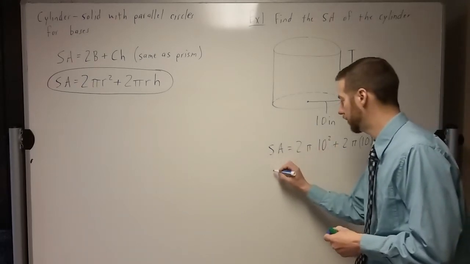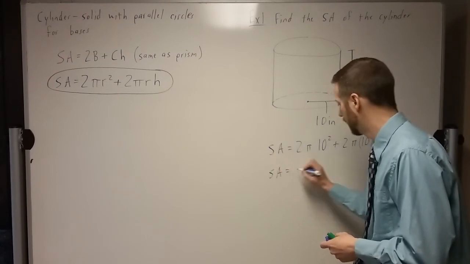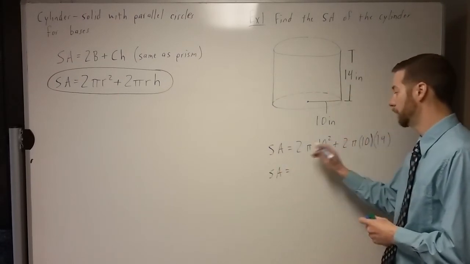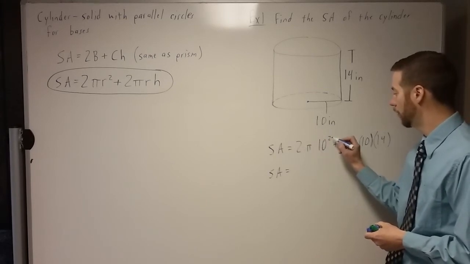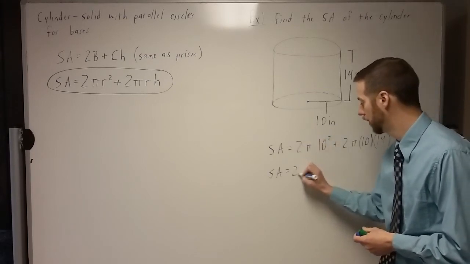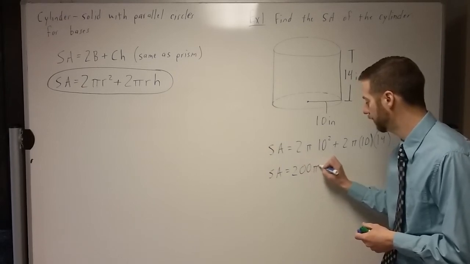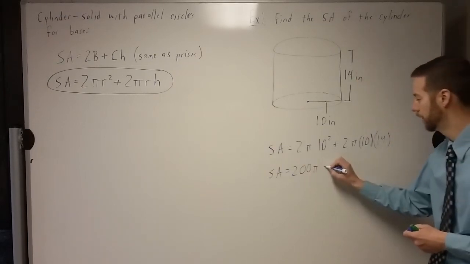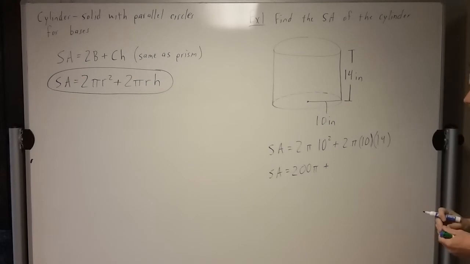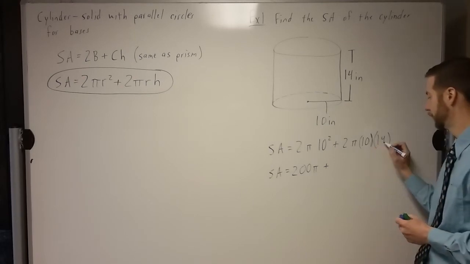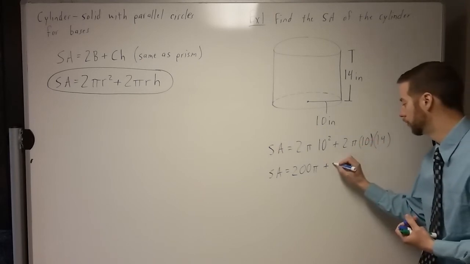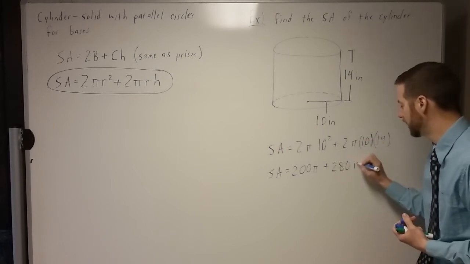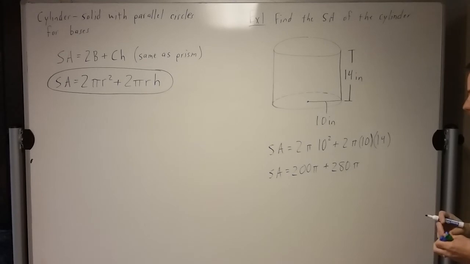So if we leave this in terms of pi, well, 10 squared, remember PEMDAS, exponents before multiplication, 10 squared is 100. 100 times 2 is 200 pi for that part. All right, this part over here is 10 times 14, that's just 140. 140 times 2 is 280, which means we've got 200 pi plus another 280 pi.